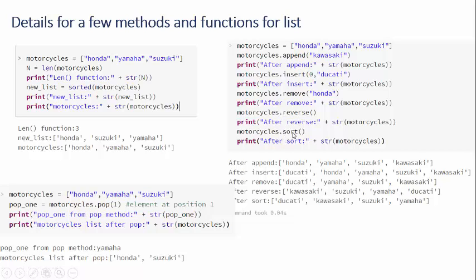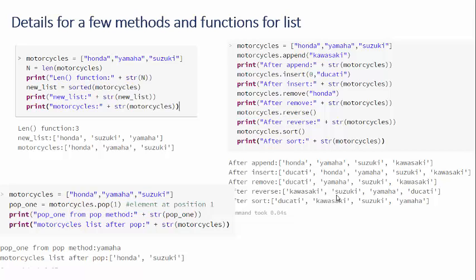We can also sort the elements by their alphabetic order, the first letter's alphabetic order. So this is the original four elements in their relative positions. After we apply the sort method, it's actually ordered by their first letter: Ducati, Kawasaki, Suzuki, and Yamaha. So those are a few of the methods you can quickly try.